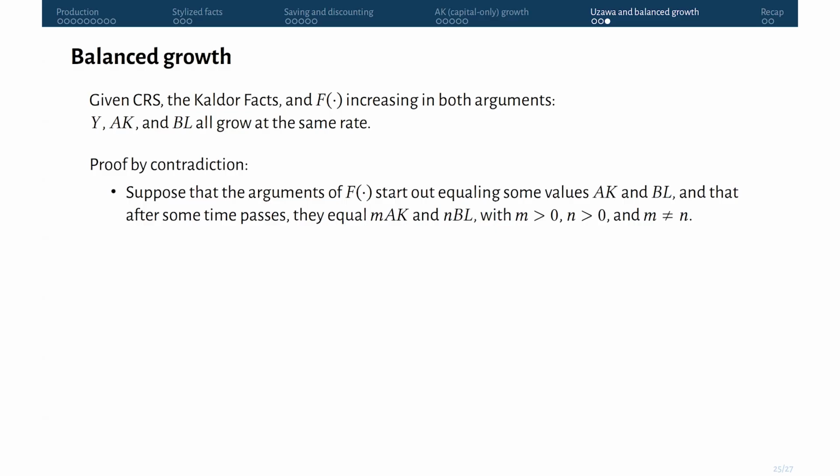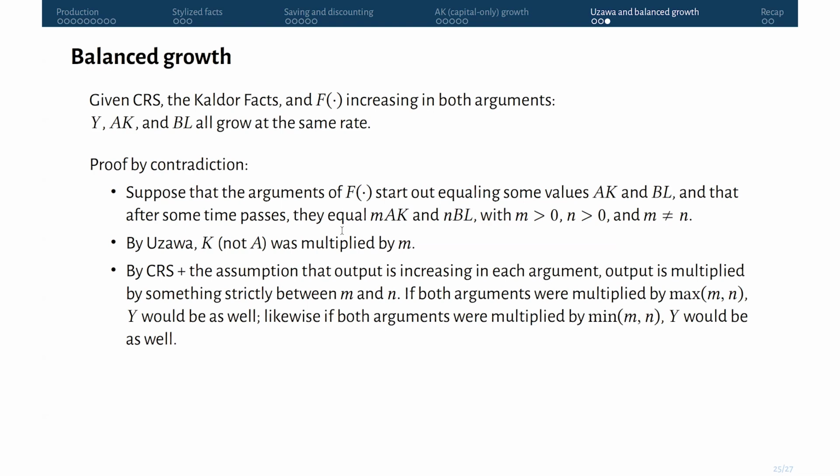Proof by contradiction is, suppose the arguments of our function, our effective capital and labor, start out equaling some values, AK and BL. And suppose that AK and BL don't grow at the same rate. Suppose that after some time, effective capital is MAK and effective labor is NBL for different values of M and N. Uzawa's theorem tells us that A was constant, so K got multiplied by M.